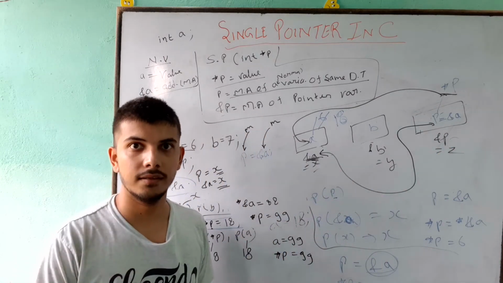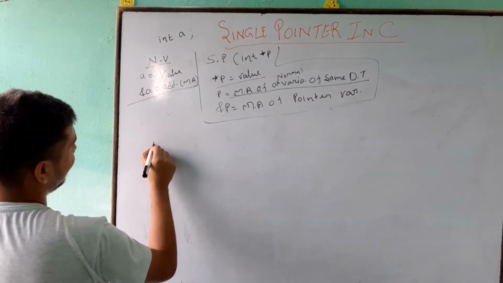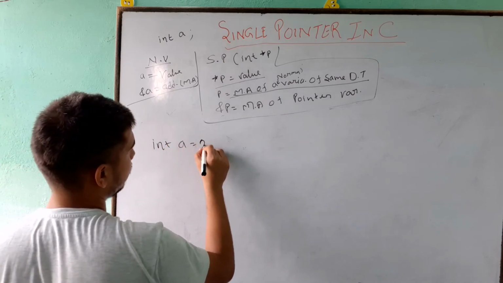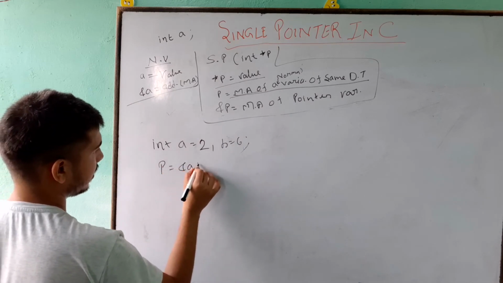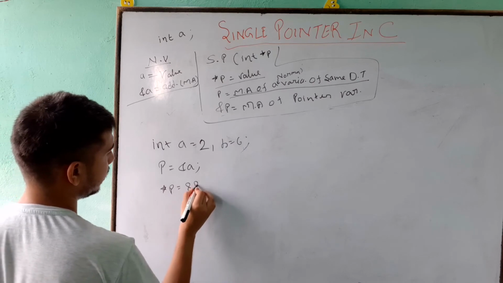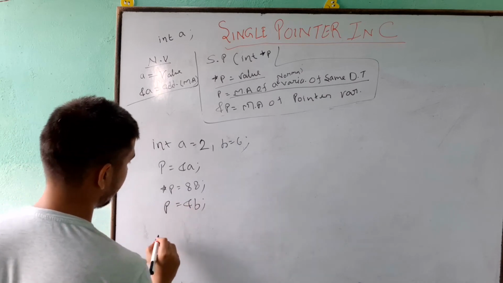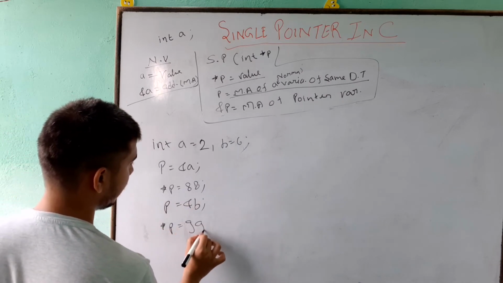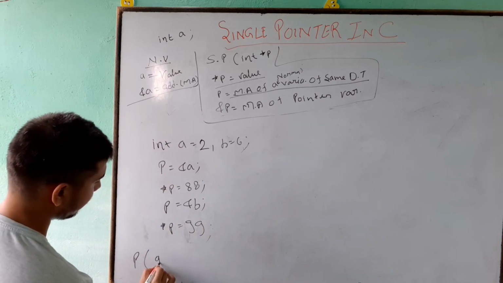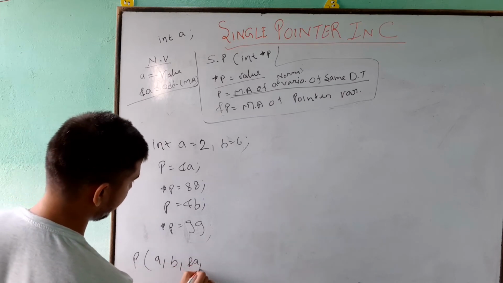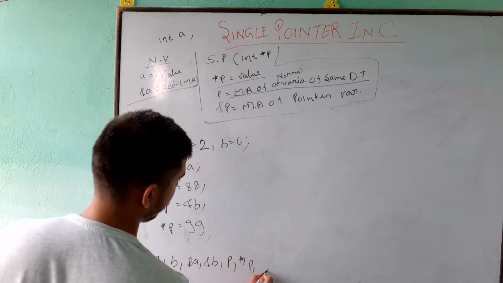Now let's look at another example, the second example. There is int a = 2, b = 6. I am writing p = &a. I am saying *p = 88. Then I am writing p = &b, and I am writing *p = 99. And then I am asking for printf of everything: a, b, &a, &b, p, *p, and &p.